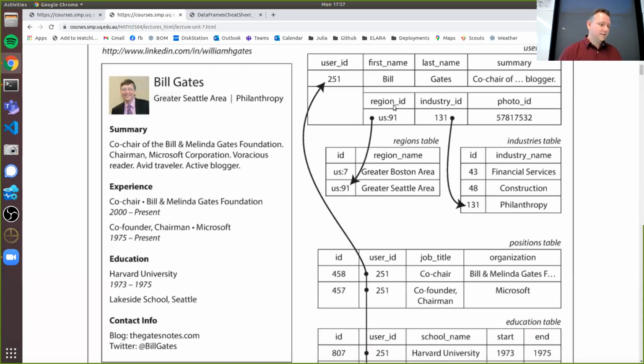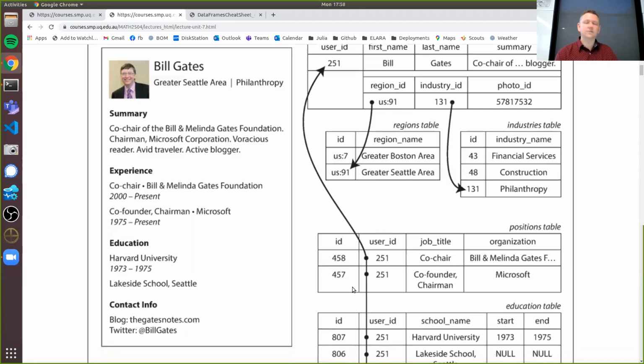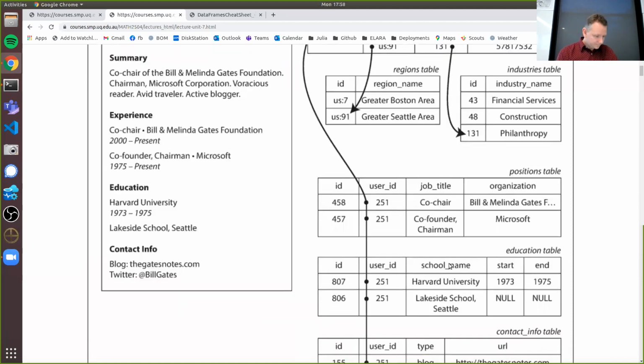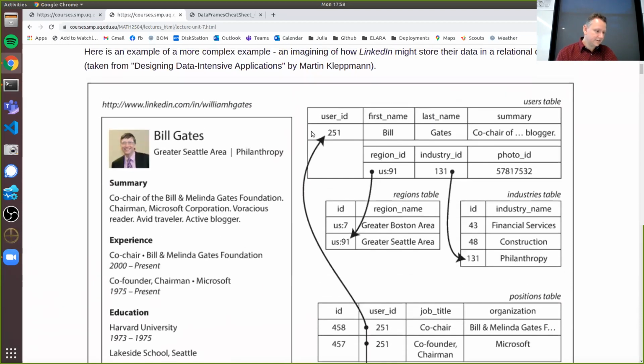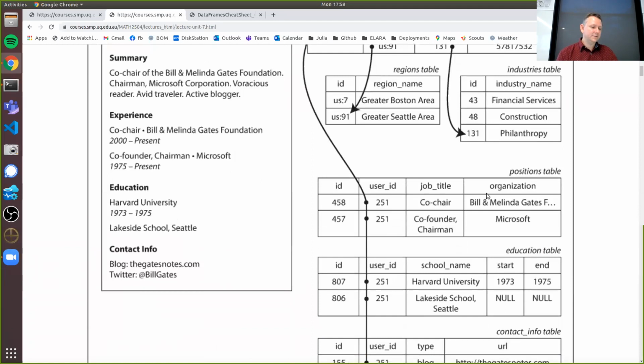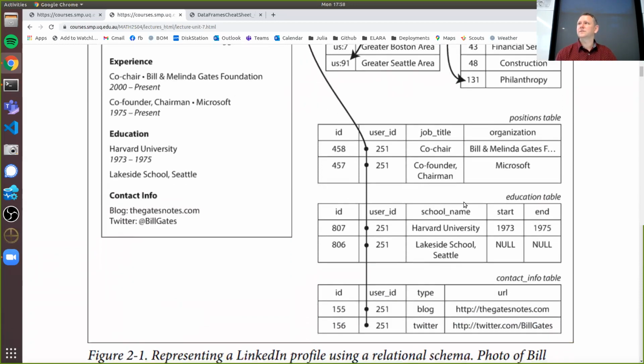Okay. So the way these tables relate to each other is generally through these ID columns, but it could be anything. And you can see that for each user, we have a different table for positions. Each user might not have one position, but many positions over their life that they want to put on LinkedIn. So that's actually a different table, where there might be multiple rows for the same user ID for the multiple positions that, you know, Bill Gates has held, for example.